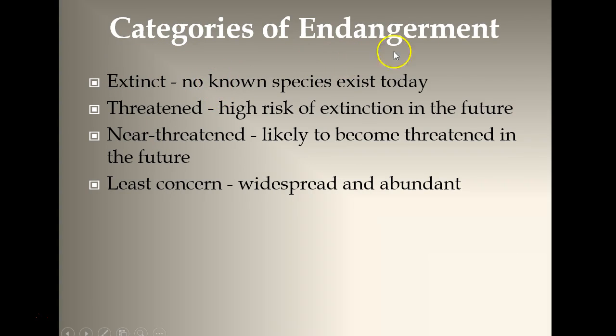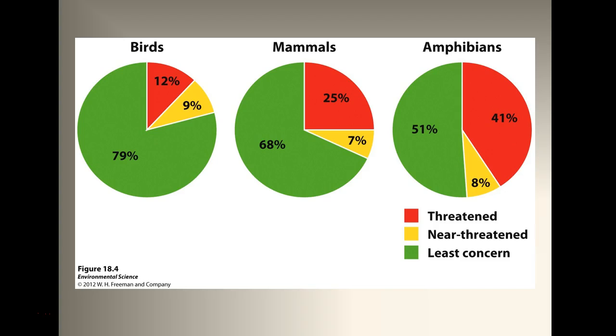We do have these different categories of endangerment. Extinct means no known species exist today. Threatened means high risk of extinction, and there's no real numbers we're going to worry about, at least right now, for these. But they're all classified on a case-by-case basis, because obviously some populations exist in higher numbers than others. A near threatened species means likely to become threatened in the future, and least concern means that they're widespread, abundant, and we're not concerned with them in terms of loss of biodiversity.